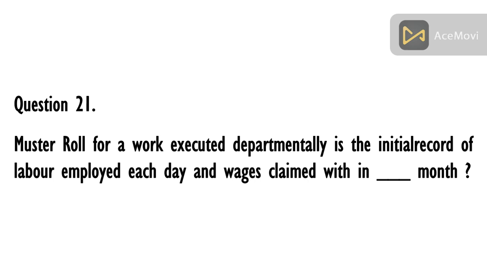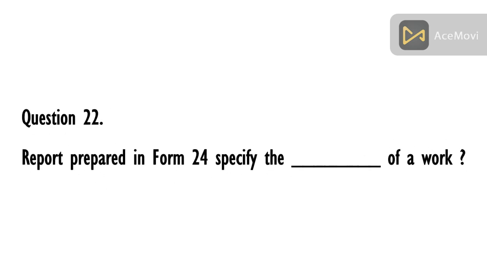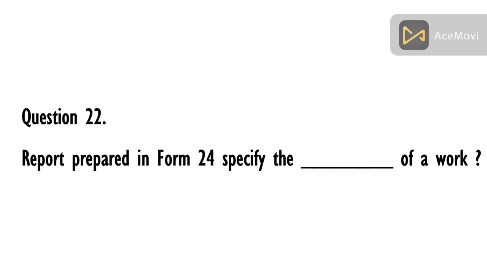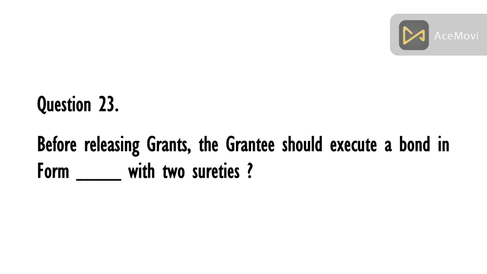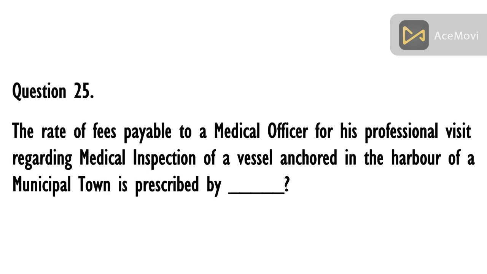Question 21. Muster roll for a work executed departmentally is the initial record of labor employed each day and wages claimed within which month? Question 22. Report prepared in Form 24 specify the A work? Answer completion. Question 23. Before releasing grants, the grantee should execute a bond in which form with two sureties? Answer 55.